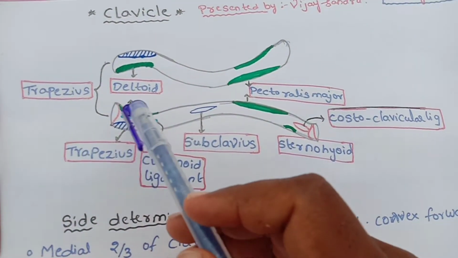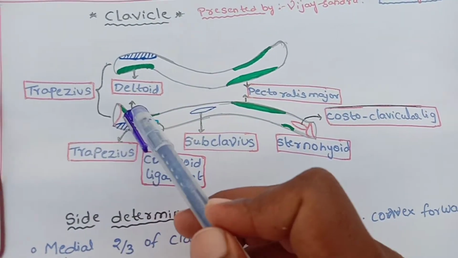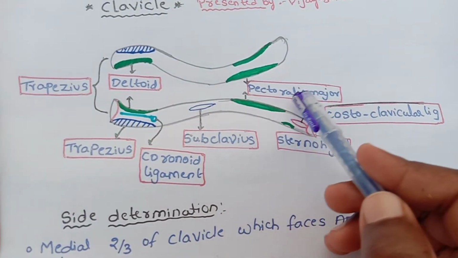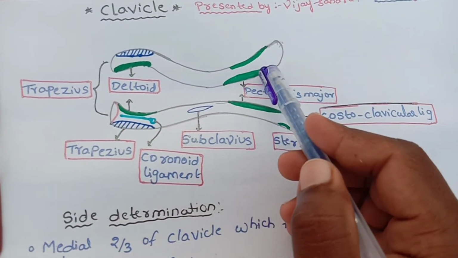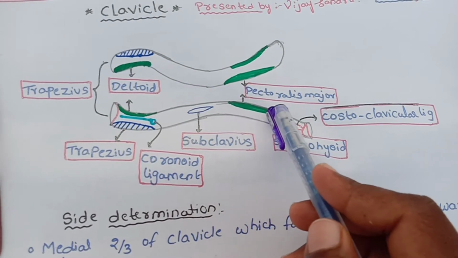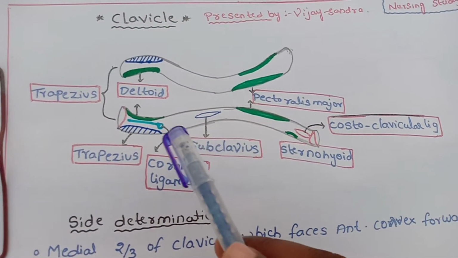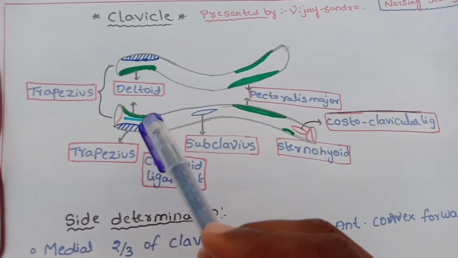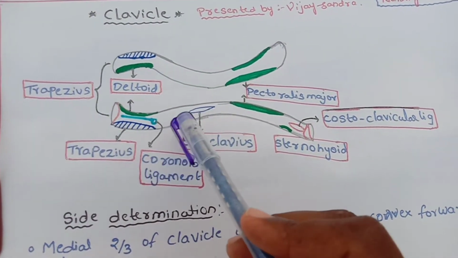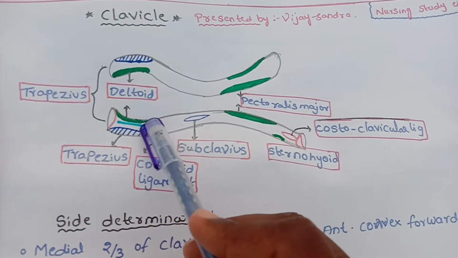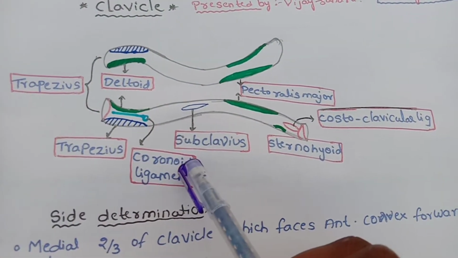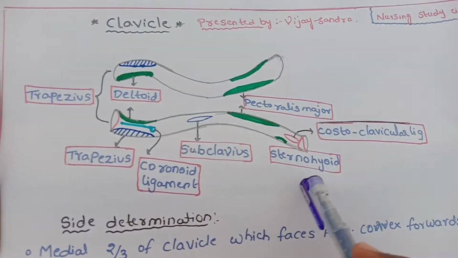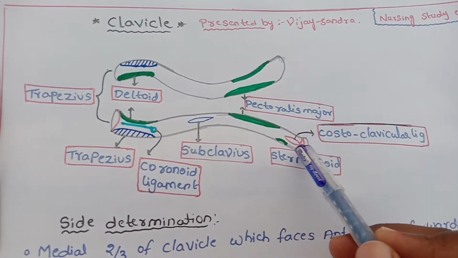You will see the trapezius, which is present here. This is the pectoralis major. You will also see the coronoid ligament. In between the deltoid and the trapezius there is one ligament which we call the coronoid ligament, and you will see the subclavius.